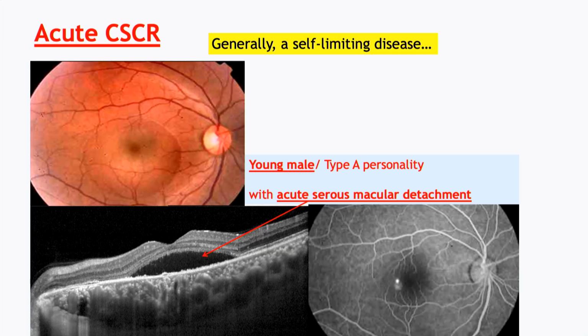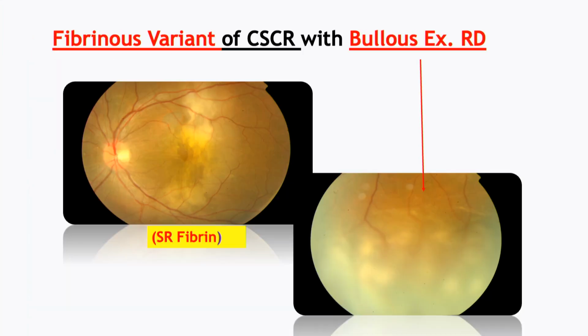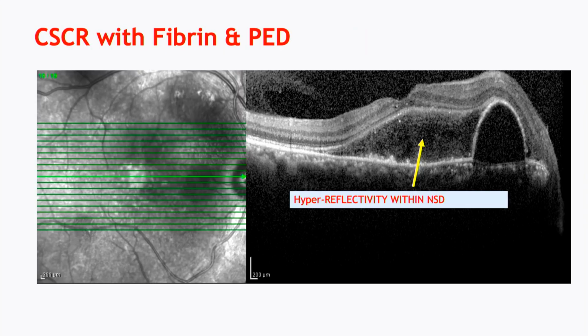So moving to another entity, acute CSC or simple CSC, you have only a neurosensory detachment on OCT and a point leak on fluorescein. But when you move to the other variants, like a fibrinous variant or a bullous variant where you have exudative detachment, the OCT signs include subretinal hyperreflectivity in the neurosensory detachment, or a serous PED with hyporeflectivity.